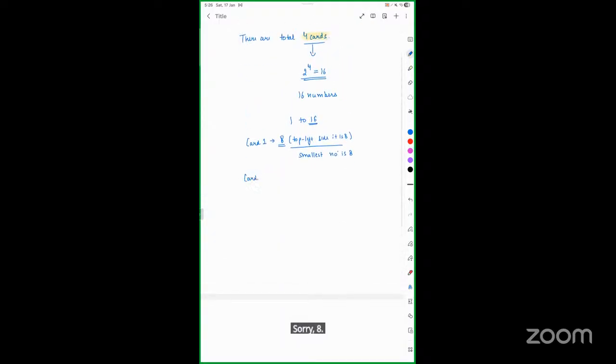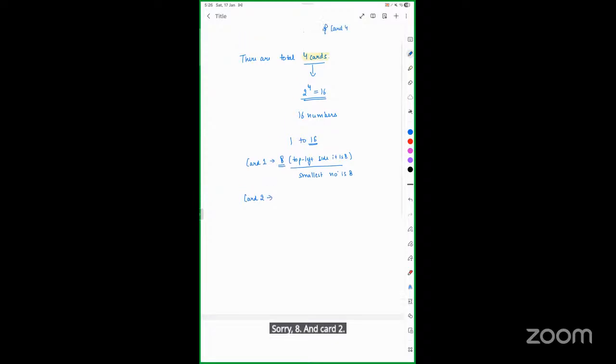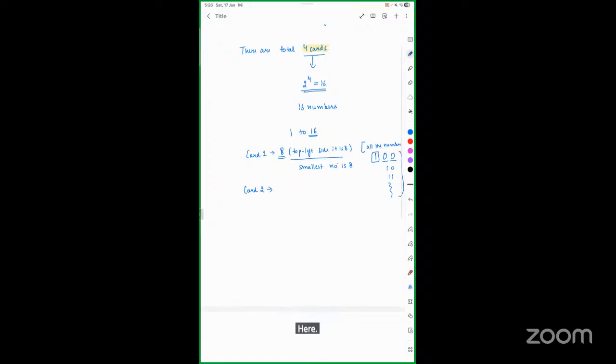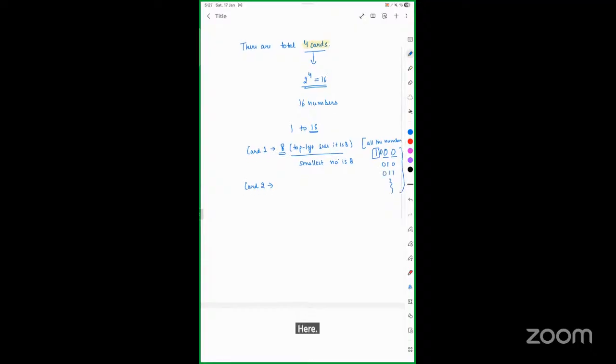And card 2 has all the numbers that have bit 1 and maybe something else, like 1 0 1 1, any permutation of this, but it has the bit 1 here. Now card 2, card 3, and card 4. Card 4 is 1, card 3 is 2, and card 2 is similar.